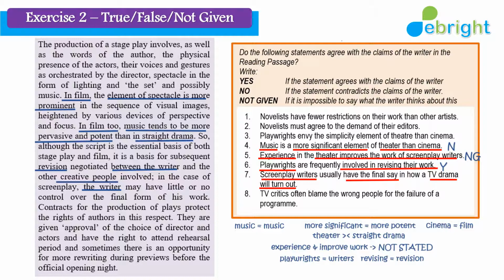The first keyword, the writer over there, you've got have little or no control and then over the final form of his work. Let's read. The writer may have little or no control over the final form of his work. Let's find the synonym. Screenplay writers is similar with writers. Final say is the opposite of little or no control. So the decision is not up to the screenplay writers. So statement number 7 is no or false.